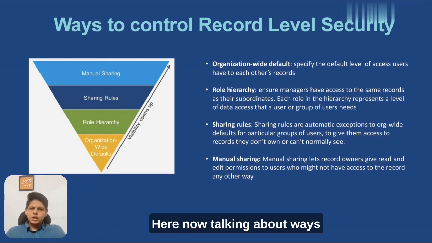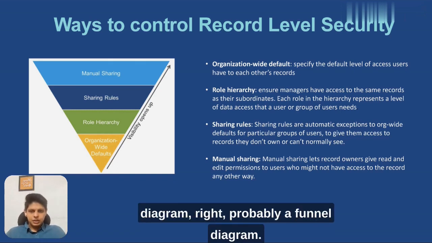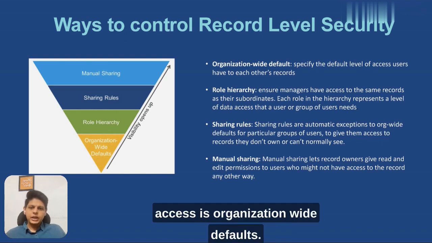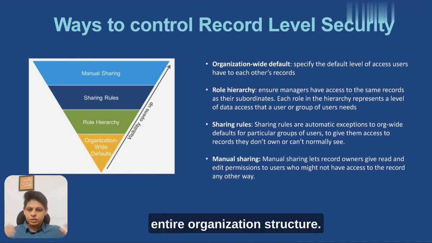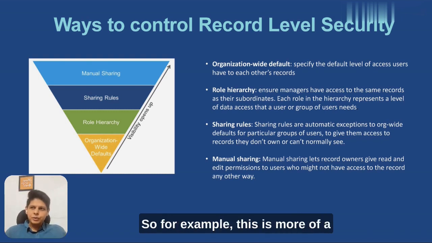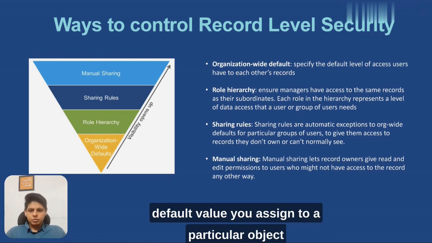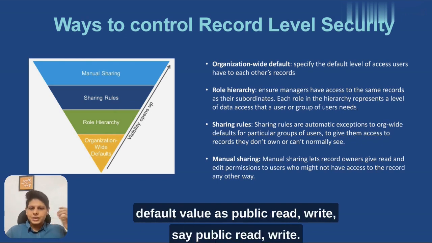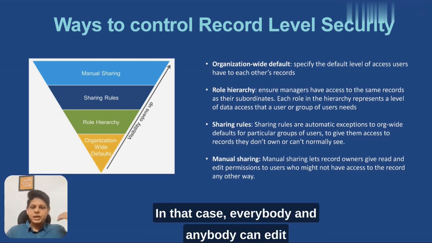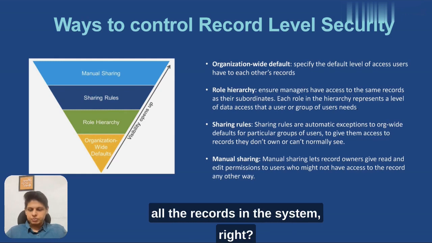Now talking about ways to control record level security. So as you can see in this diagram, probably a funnel diagram, the first level of access is organization-wide defaults. So this basically controls the entire organization structure. So for example, this is more of a default value you assign to a particular object in terms of record level access. So for example, on a lead object, you assign the default value as public read write. Say public read write. In that case, everybody and anybody can edit all the records in the system.